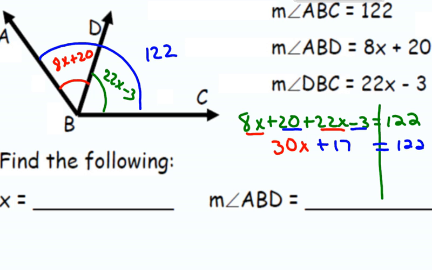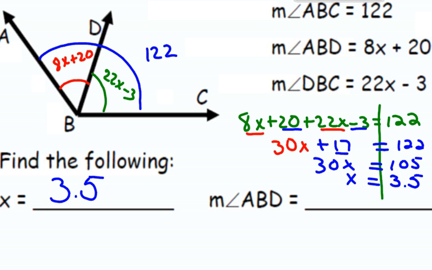If I subtract 17 from both sides, because I need to get this number over to the other side, that will give me 30x equals 105. And then when I divide both sides by 30, x is going to be equal to 3.5. All right, so x is equal to 3.5.